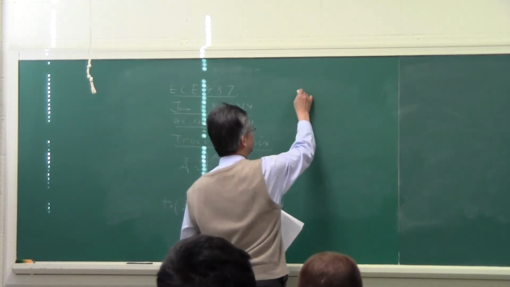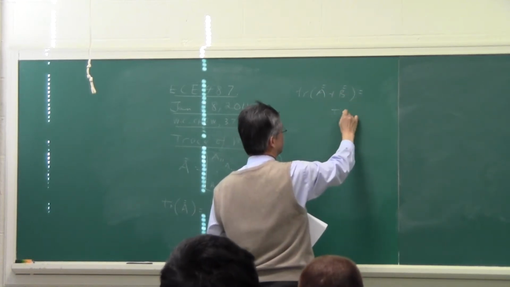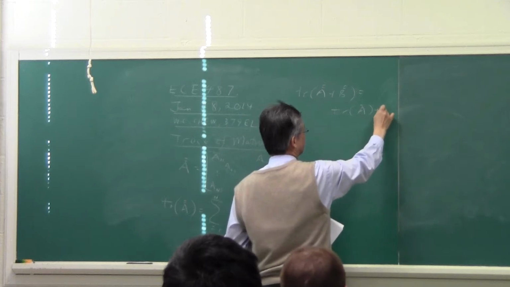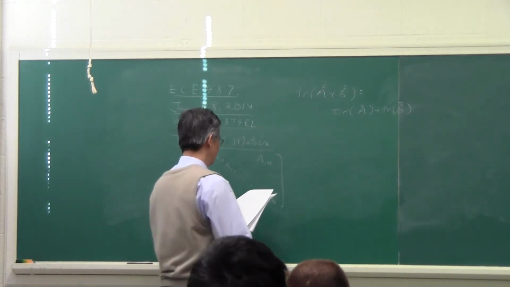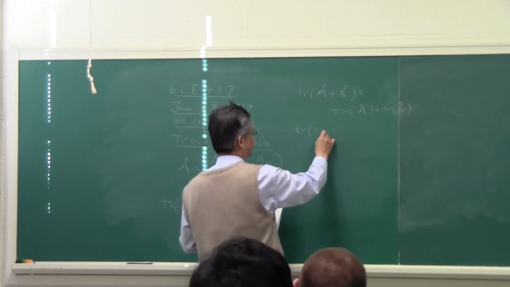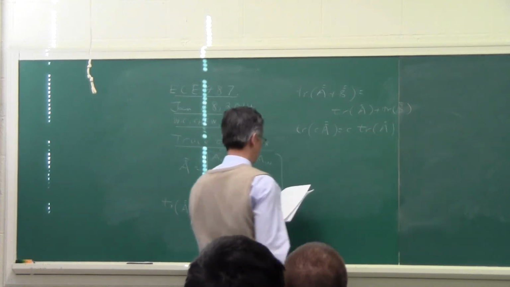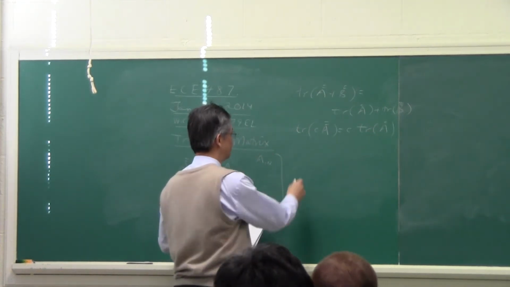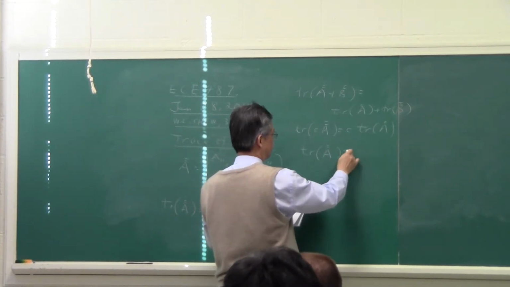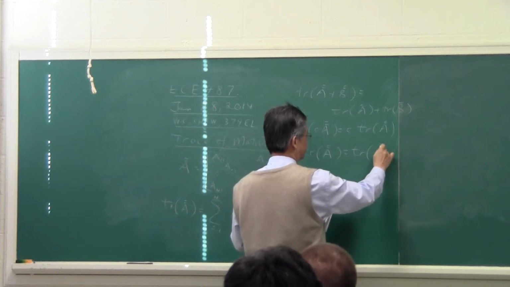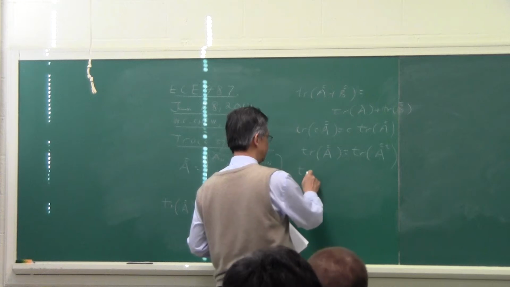Okay, it's that trace of A plus B is obviously equal to trace of A plus trace of B. Okay, this is quite obvious. And then if you have trace of a constant times A, it is the constant times trace of A. Okay? And the trace of a matrix A is the same as the trace of its transpose. And then trace does not depend on order.